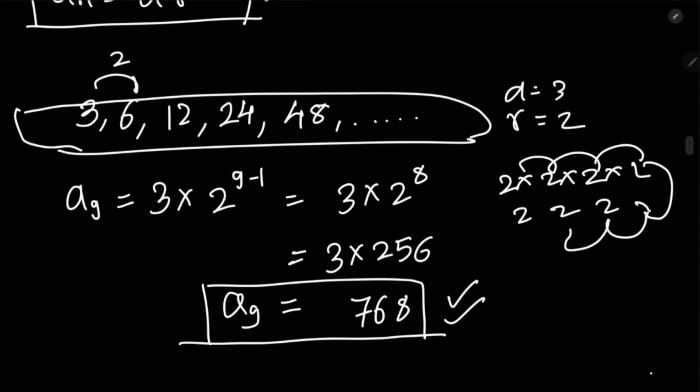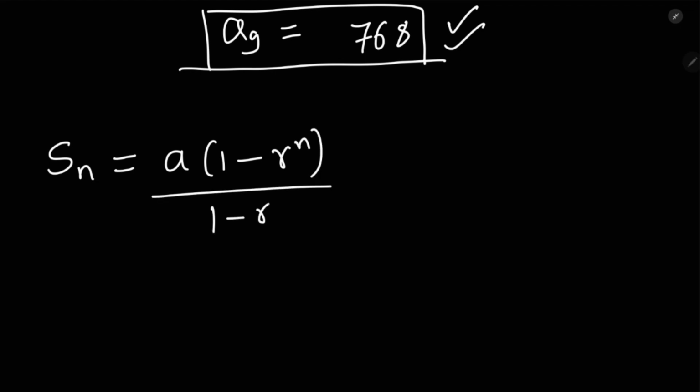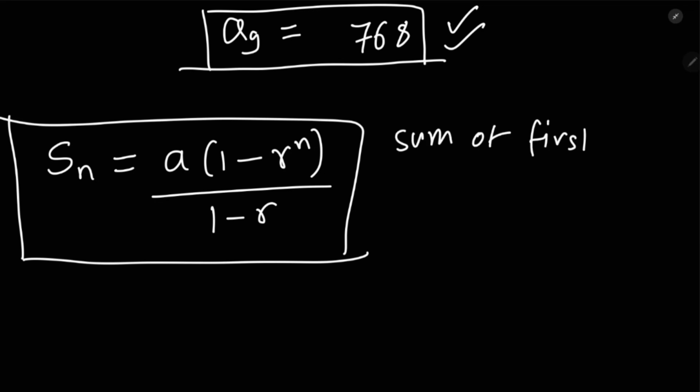Now there is another formula, similar to the arithmetic progression where we found the sum of first n terms. Here also we can find the sum of first n terms of a geometric progression, and the formula for this is Sn is equal to a times 1 minus r power n upon 1 minus r. So this is nothing but the sum of first n terms of geometric progression.